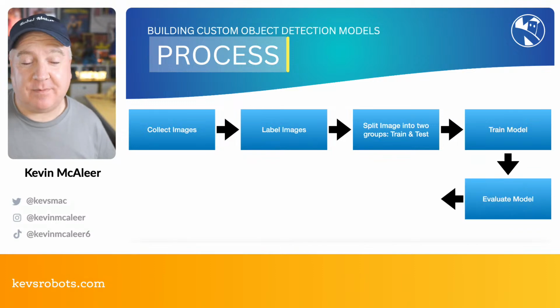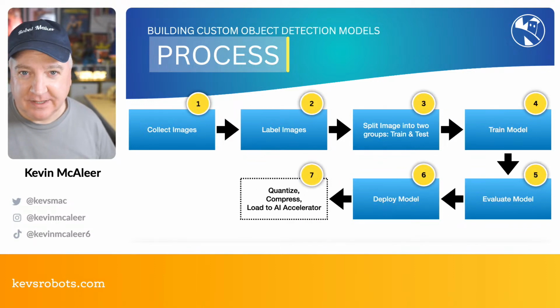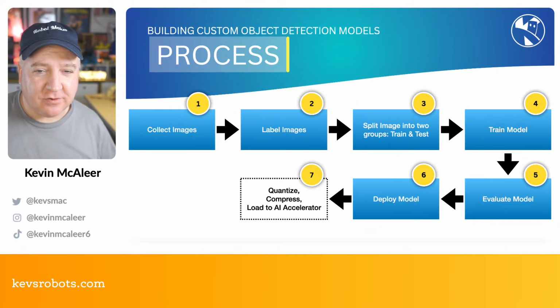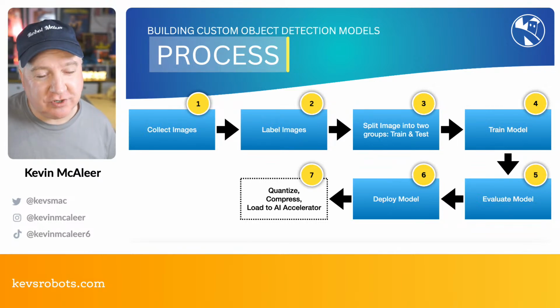So the process of building your own machine learning model, I'd say it's pretty straightforward. There's a number of different steps that we need to go through. Some are simpler than others. So the very first one is to collect a whole bunch of images.